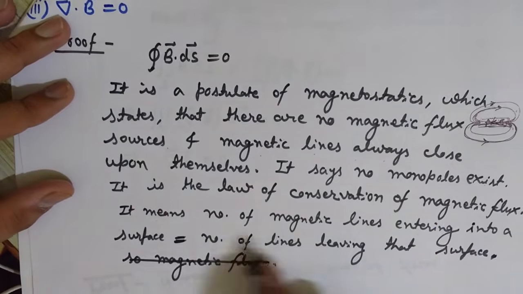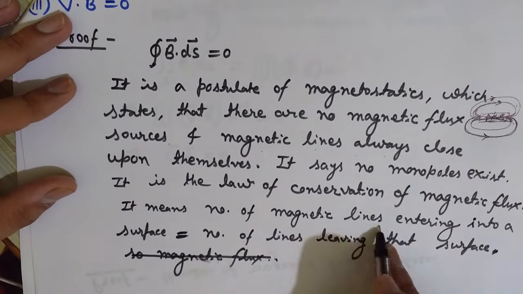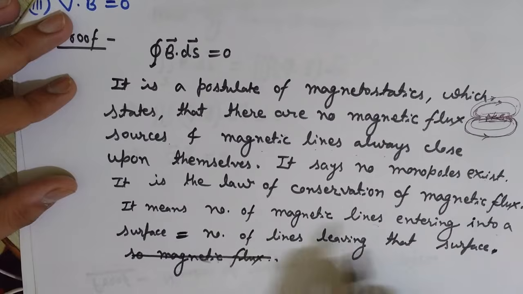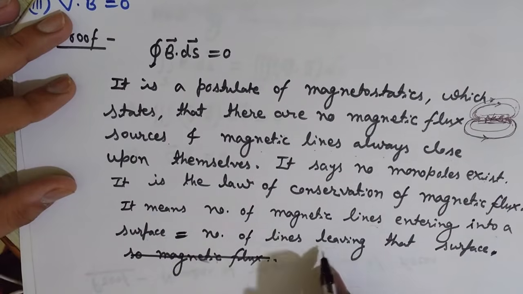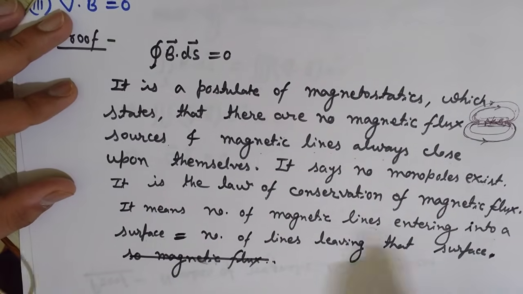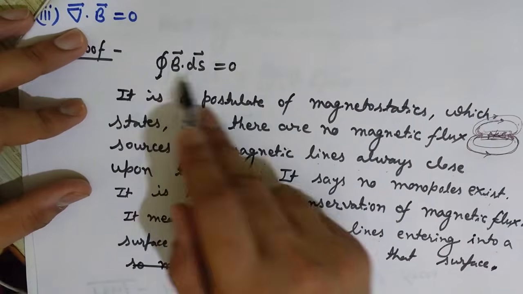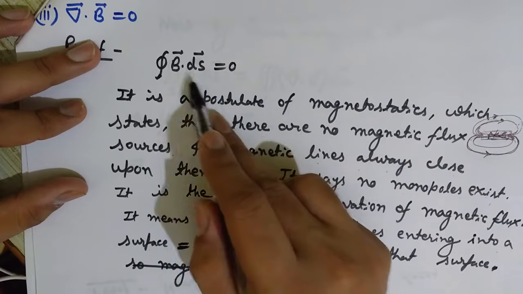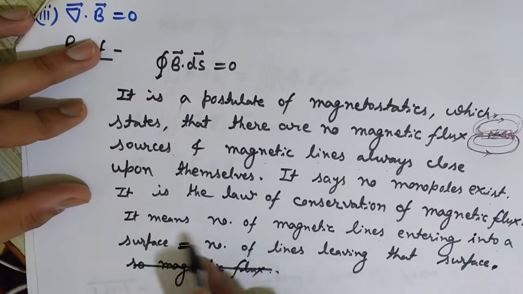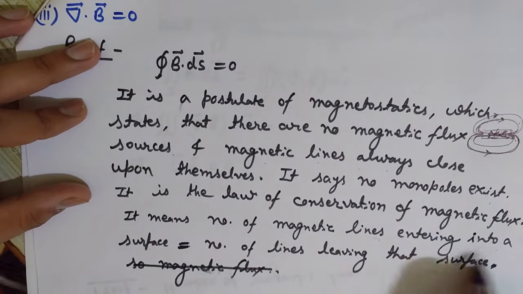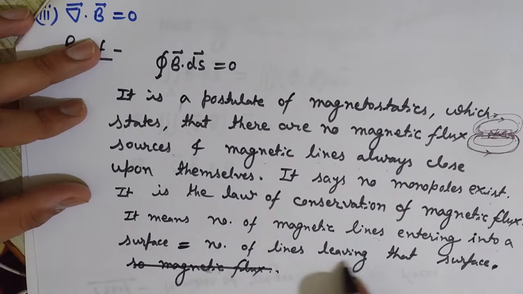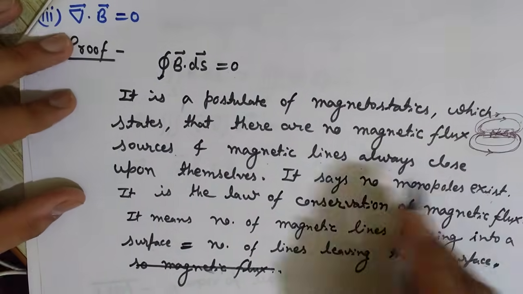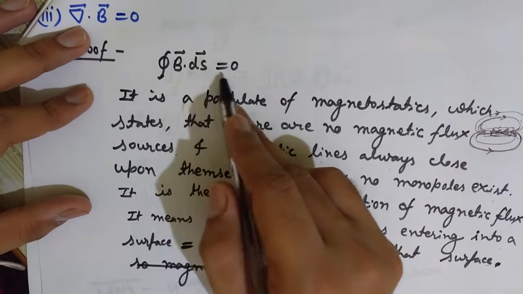It also means that the number of magnetic lines entering a surface is equal to the number of lines leaving that surface. Because of this, we can write that integral B dot dS is equal to 0. That is, the flux equals 0. The number of magnetic lines entering a surface is equal to the number of lines leaving that surface, so integral B dot dS is equal to 0.